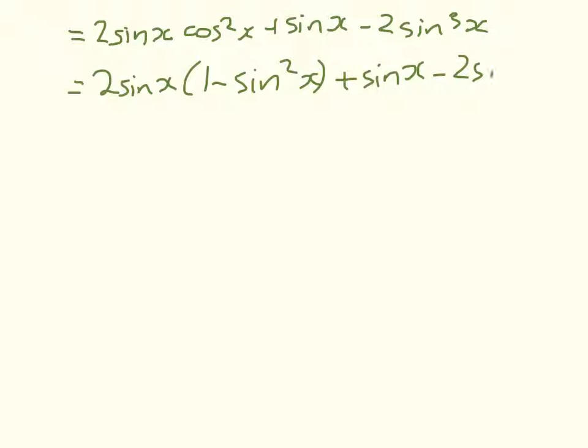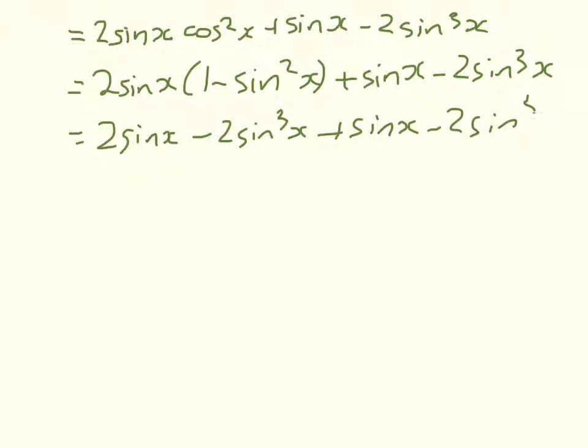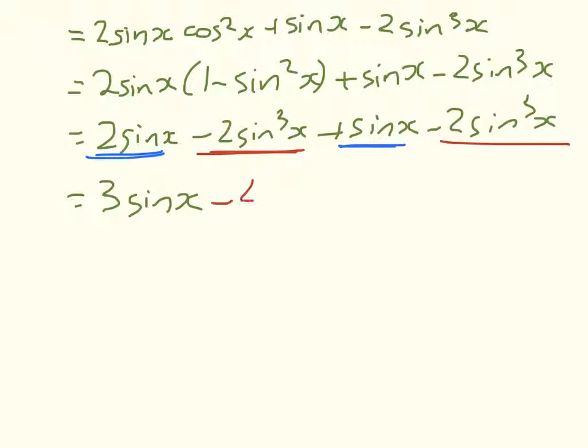So just writing out the rest of that. Okay, so that's 2 sine x minus 2 sine cubed x plus sine of x minus 2 sine cubed of x. So that equals 3 sine of x, and I'm just collecting up like terms, minus 4 sine cubed of x as required. So we're done. Right, so it's just careful choice of different trig identities, substituting and collecting up like terms.